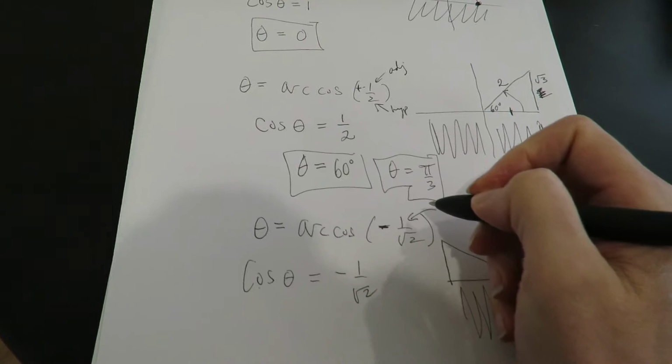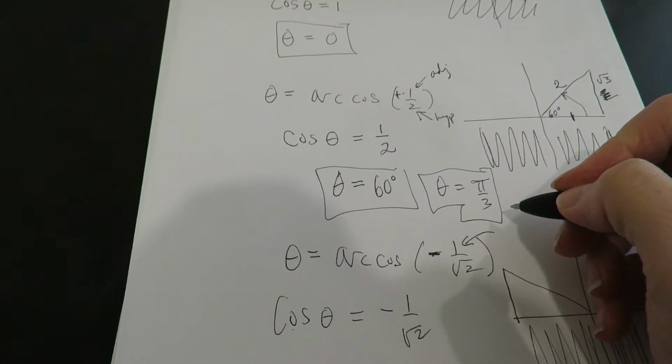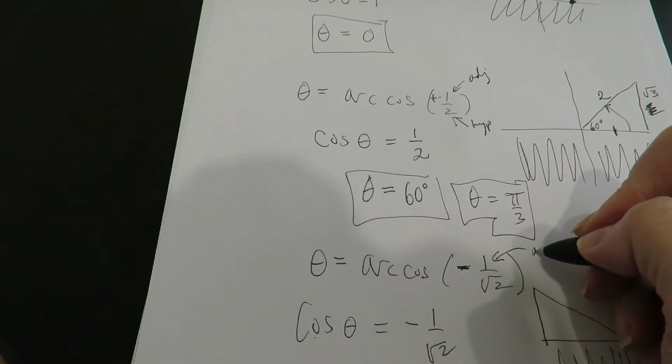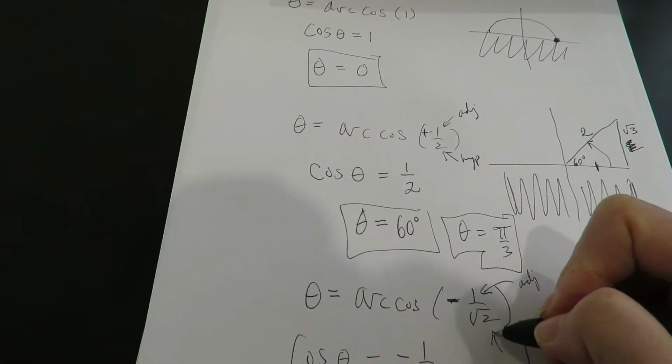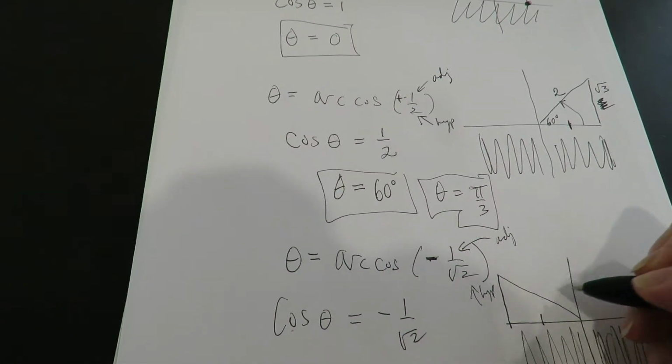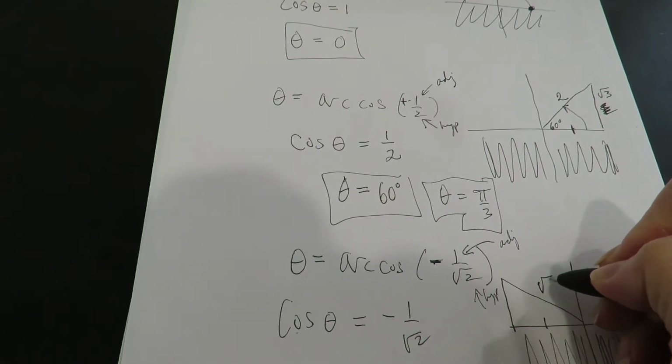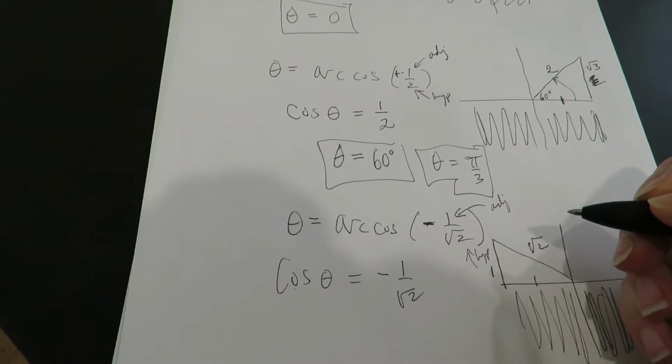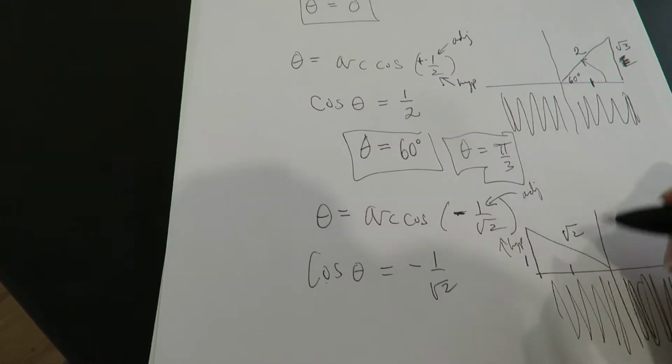This gives me the adjacent over the hypotenuse. So the adjacent is 1. The hypotenuse is radical 2. So the other side must be a 1. So it's my 45, 45, 90.